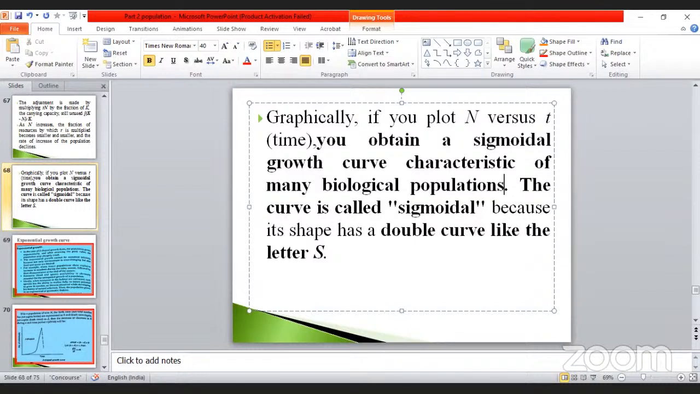Suppose population increases, natural resources automatically decline. Why? Because food is consumed by the animals. So natural resources decrease automatically. Once, what happens? A prolonged period. As time increases, the resources decline, so the population also decreases. So at that time, what happens? You will obtain the S curve. That is represented in the growth.